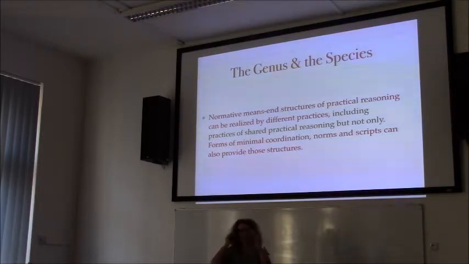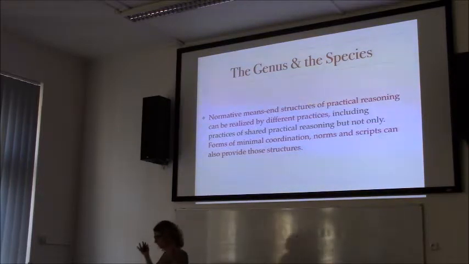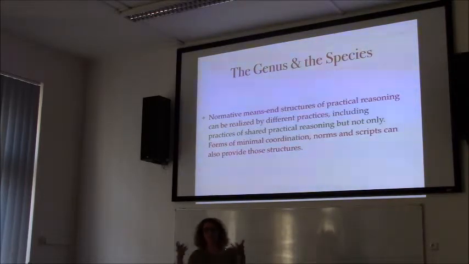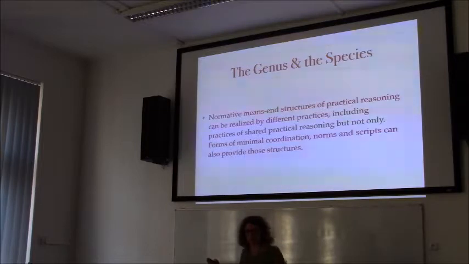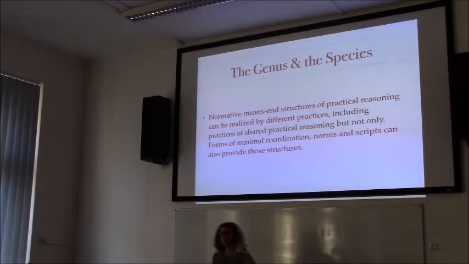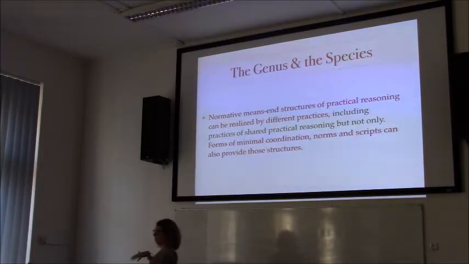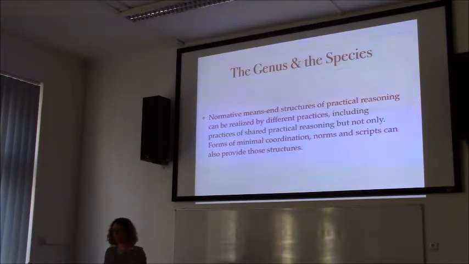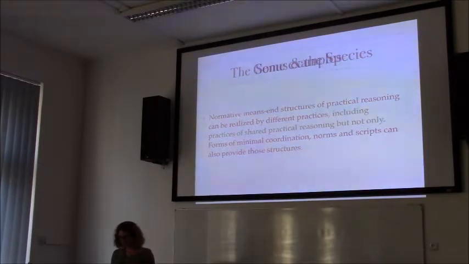The example I'm thinking of here again is the case of people preparing dinner and having discussed how to do it. That's a case of practical reasoning because they have reasoned about how to do it, and that reasoning is informing the way they are acting. But this need not be the case in order to have a case of the type. For there are forms of minimal coordination, cases in which there are norms or scripts, for example, in which we have those structures, even if we didn't arrive at them through practical reasoning.